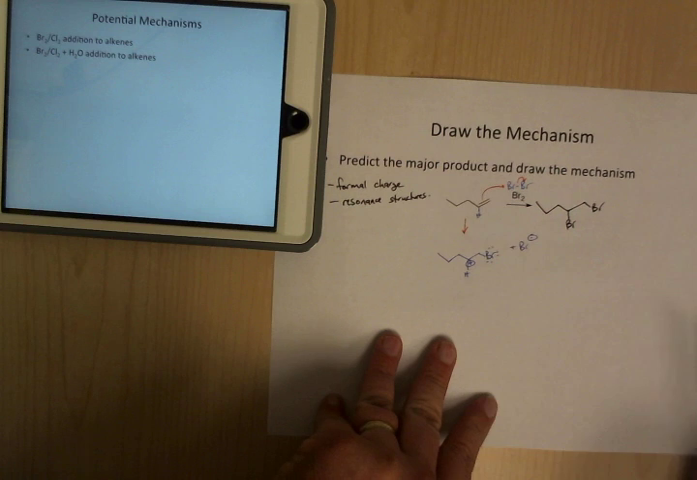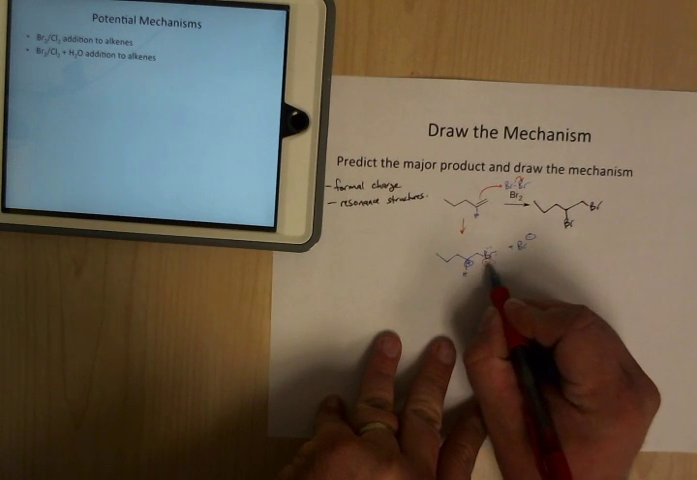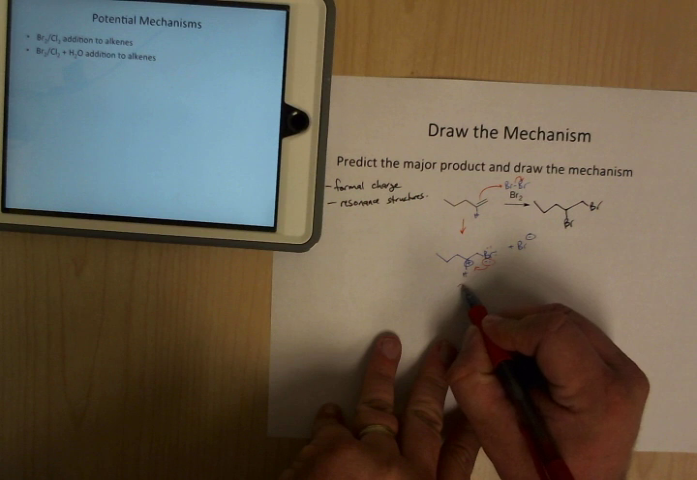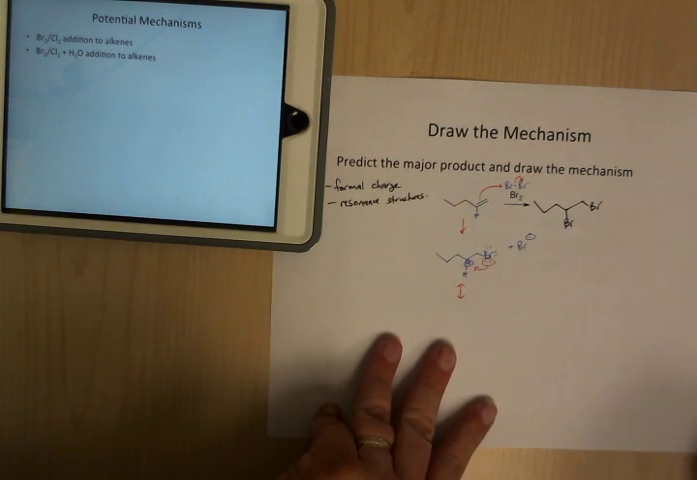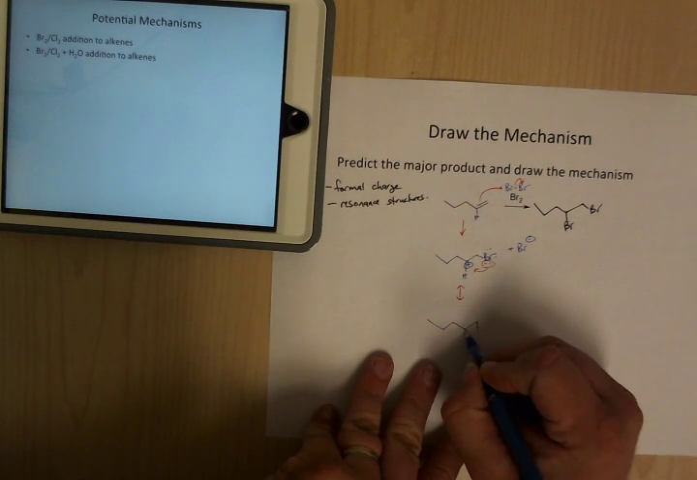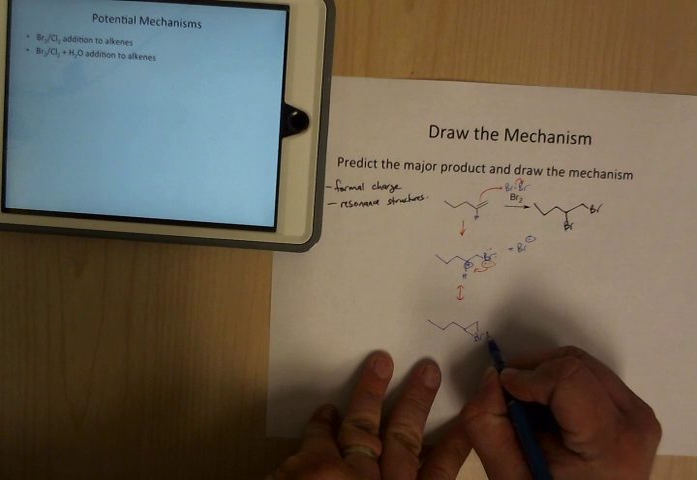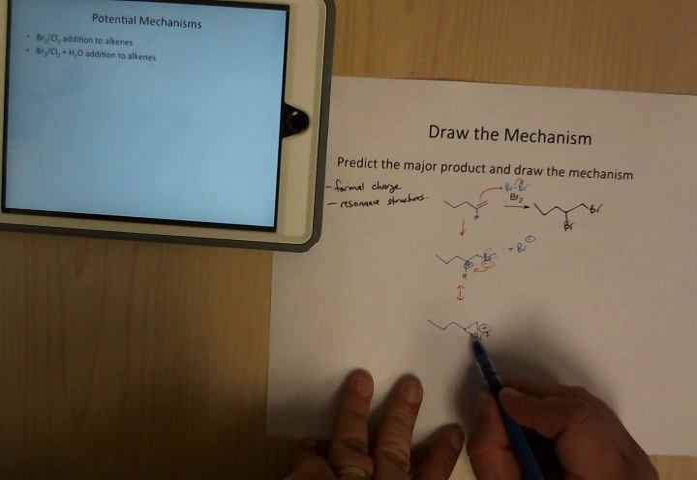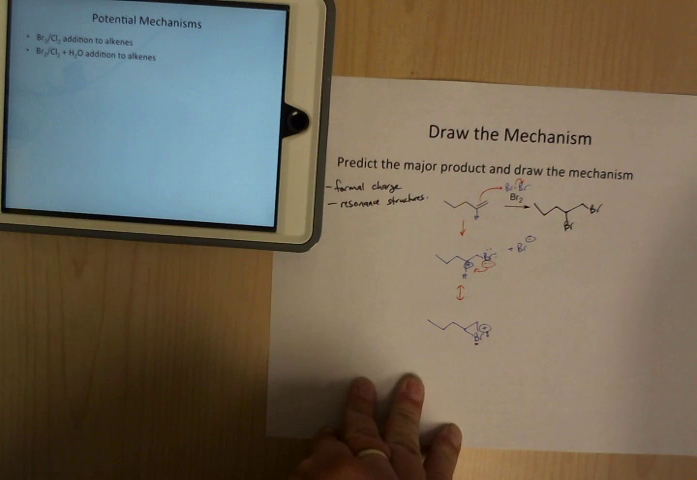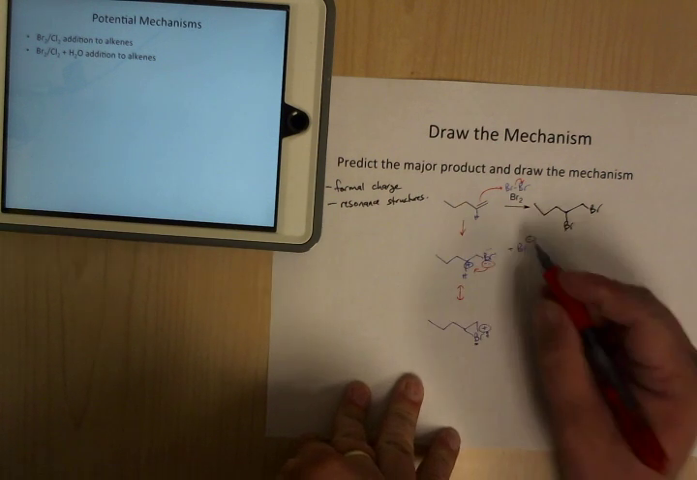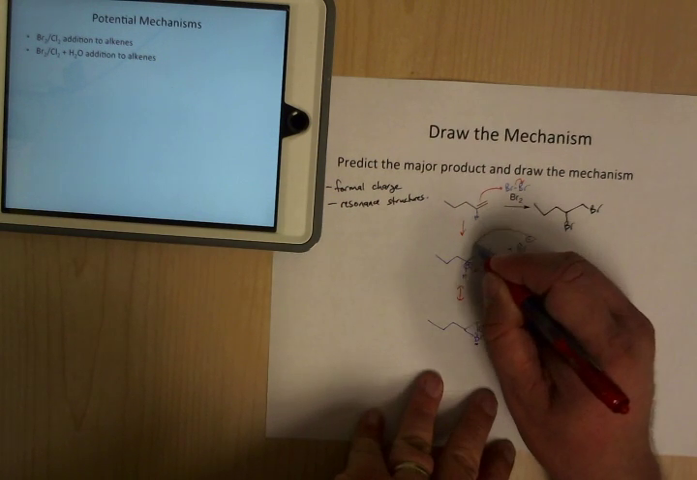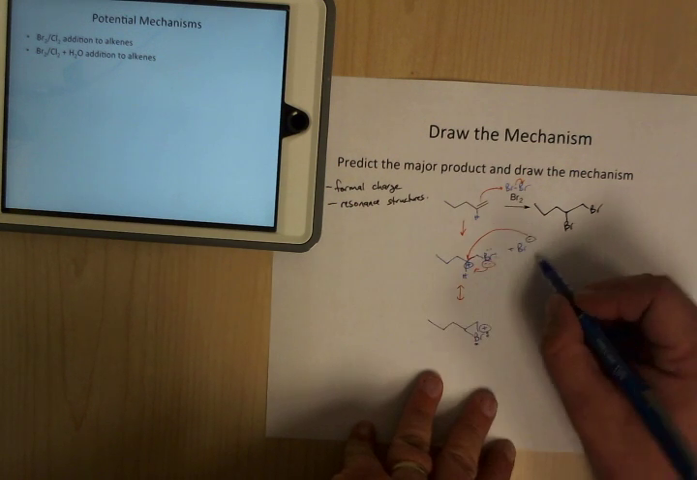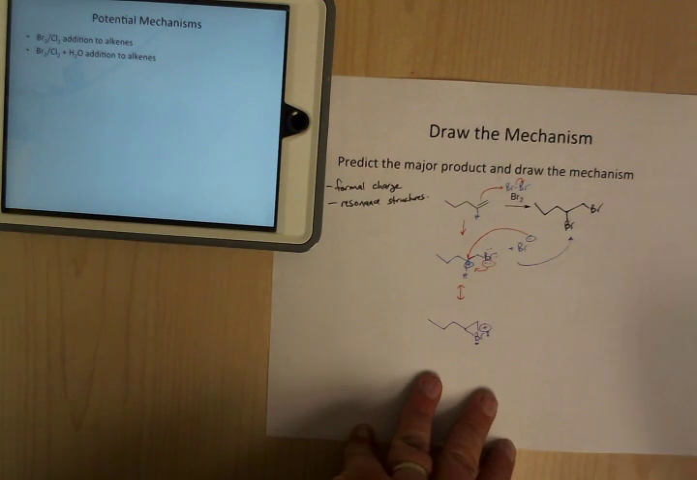Now there's a resonance structure, because we have this set of lone pairs right next to a positive charge. So this is going to attack there to give this resonance structure. That set of lone pairs becomes this new bond. So this is bouncing back and forth. With that, this negative charge is then going to attack the plus charge to give that.